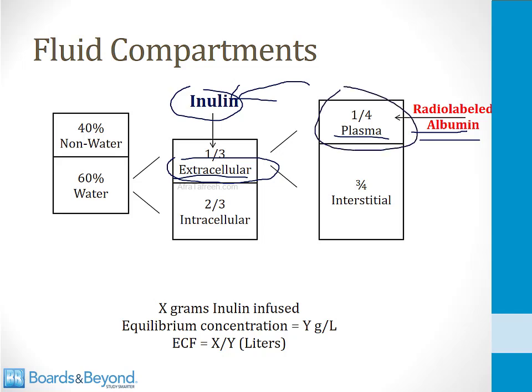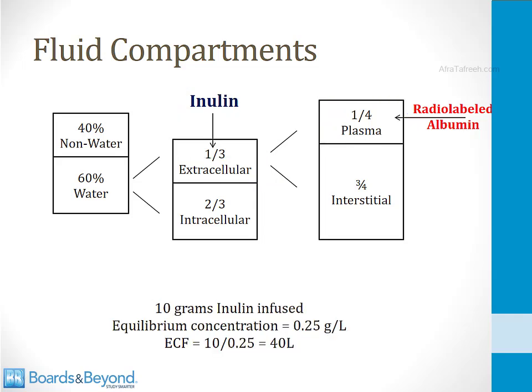So the way these experiments are done is shown at the bottom of the screen. For example, if you infuse X grams of inulin into a research volunteer and the equilibrium concentration is Y grams per liter, then in the case of inulin, which stays in the extracellular space, the extracellular fluid volume will be X divided by Y liters.